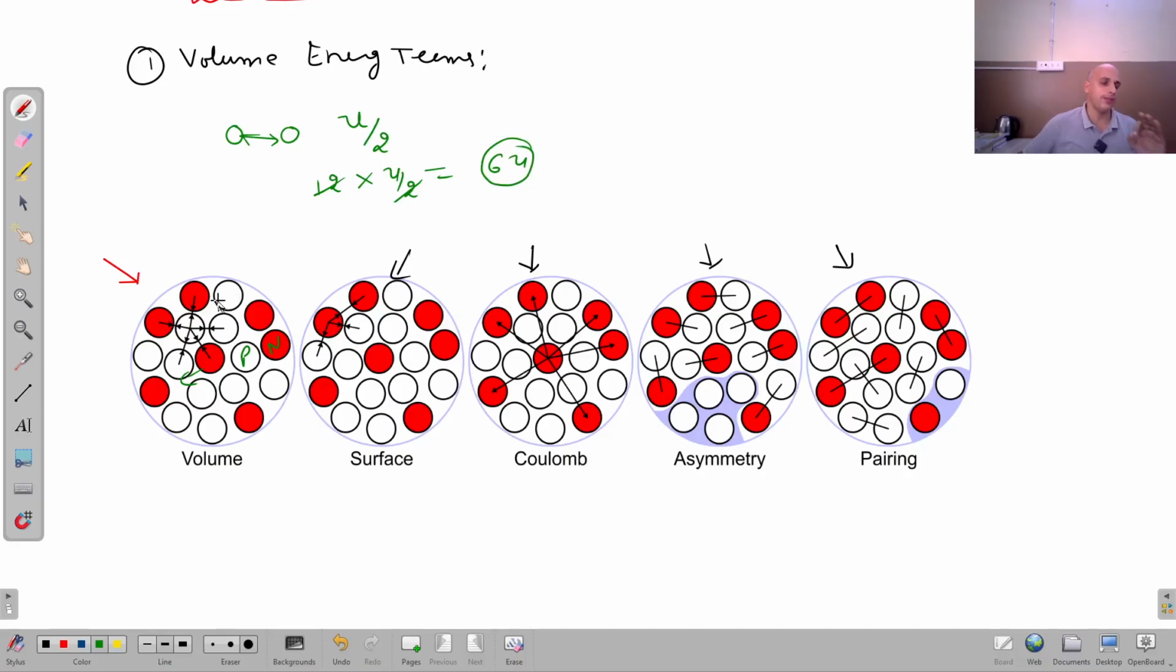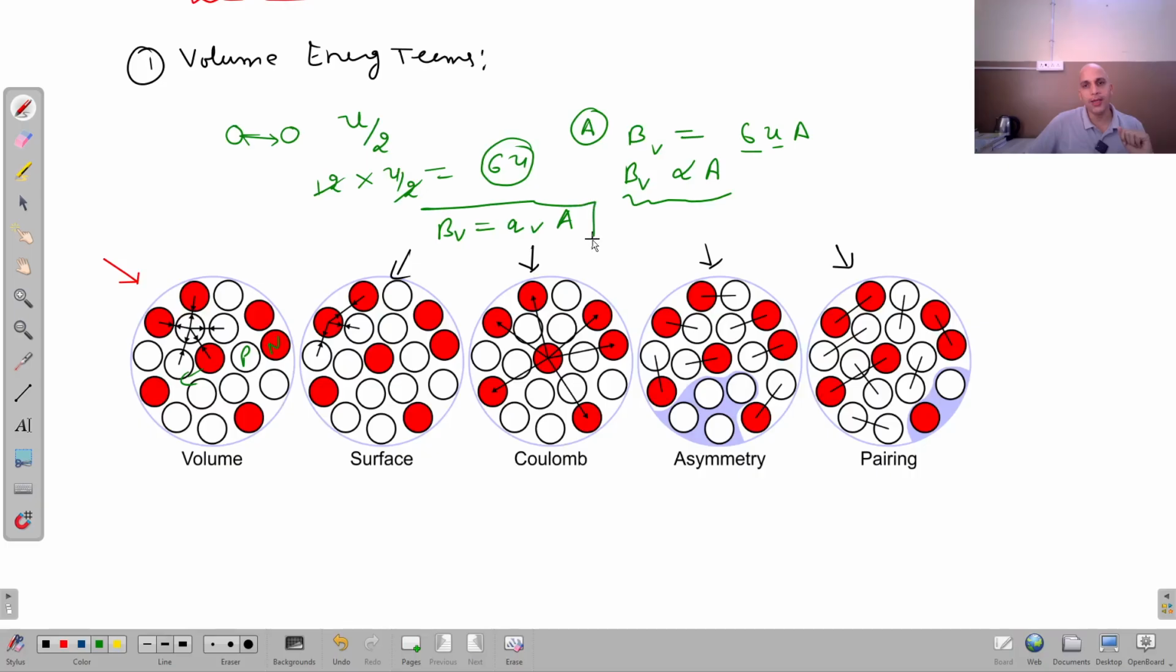Now if a nucleus has A number of nucleons, then the total binding energy, which we call V, the volume energy, will be equal to how much? 6U into A. Now we know very well that 6 and U are constant, fixed. So the volume energy V is directly proportional to A, right? Or if I remove the proportionality sign, then V is equal to a volume energy constant into A. Now this is the volume energy term.